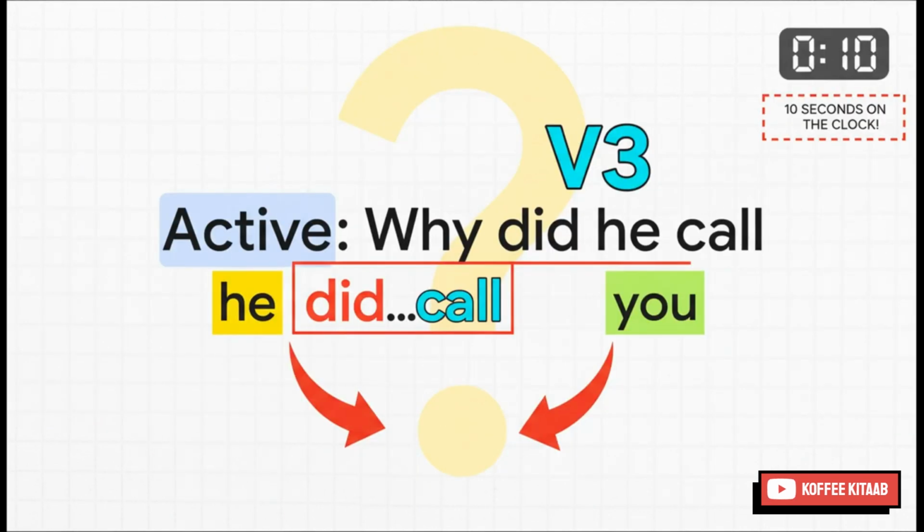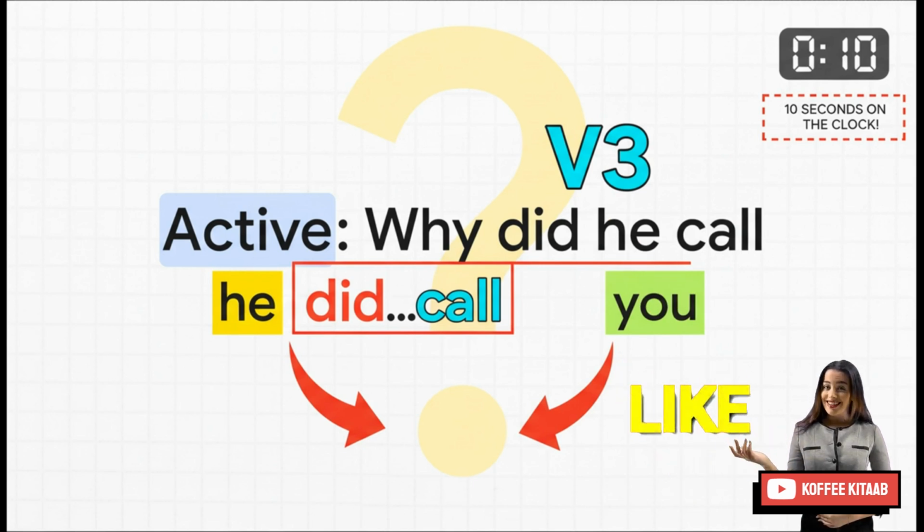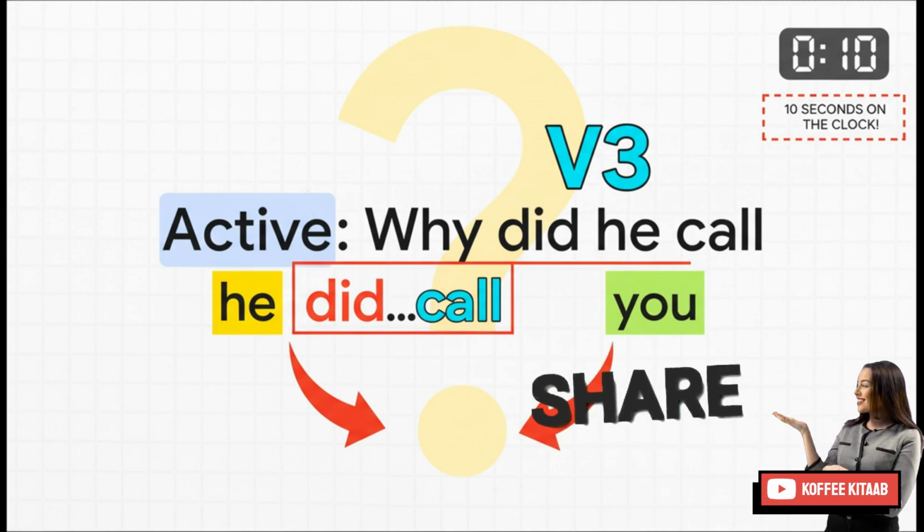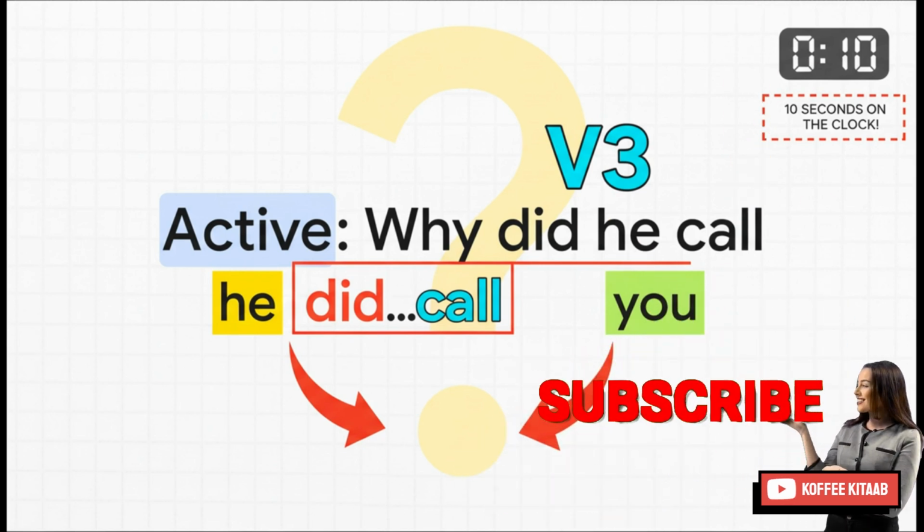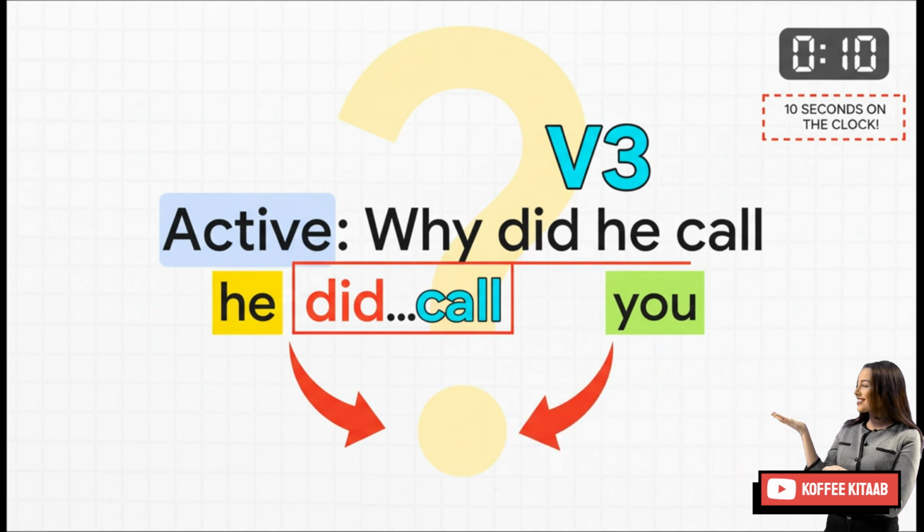Okay, time to mix it up a little. Let's try a question. Why did he call you? Now, remember the special rule for these interrogative sentences. That question word at the beginning, it usually just stays put. That's a huge hint. Your 10 seconds are on the clock. Go.